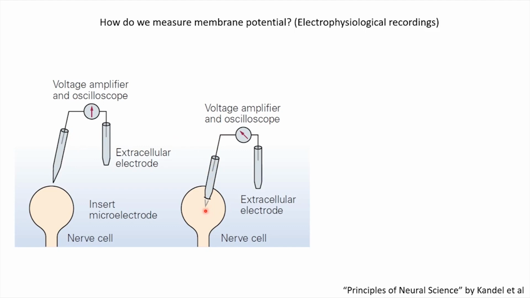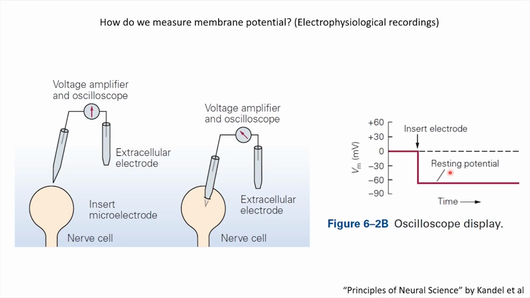So let's guess what we would see on the oscilloscope. Of course, before we have put the electrode in, both the reference electrode and the recording electrode are outside in the same medium, so the recording will be 0. The value observed will be 0, and once we push it in, the voltage that we will see will be around -65 millivolts. So it is 0 before insertion, and after inserting the electrode it will be a negative value, same as the resting membrane potential.